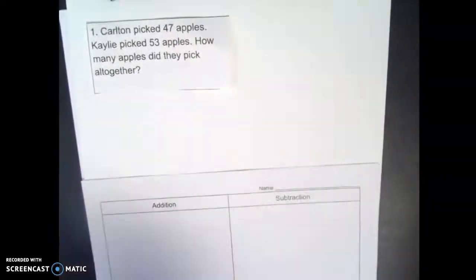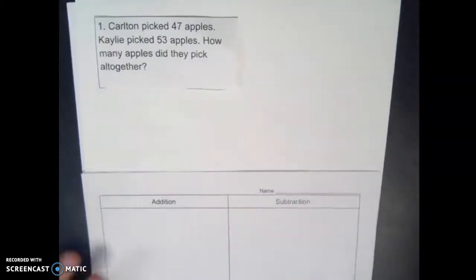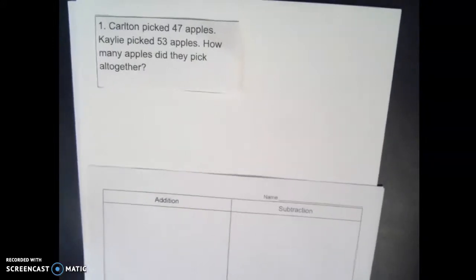Okay, for today's lesson, we're going to be practicing deciding whether I am going to be adding or subtracting. So we did this yesterday, and we're just going to continue practicing this, and then you're going to do a little activity that goes along with it, okay?